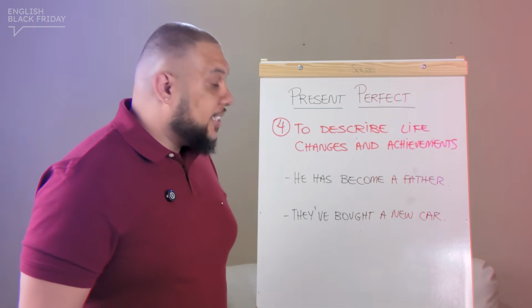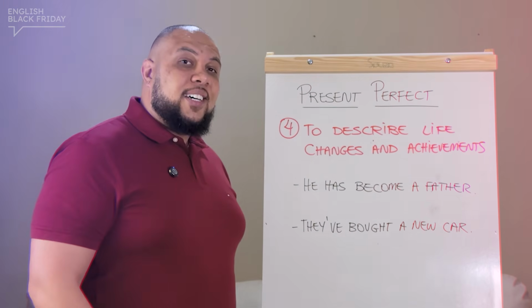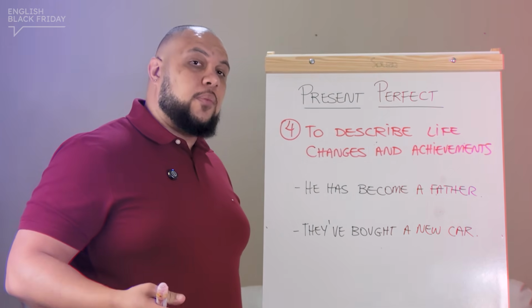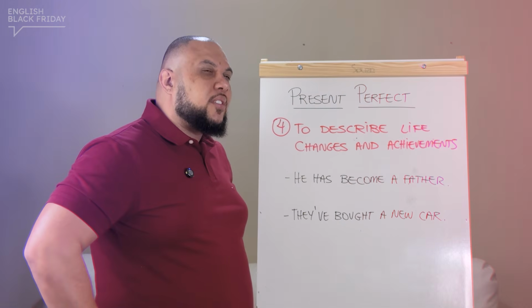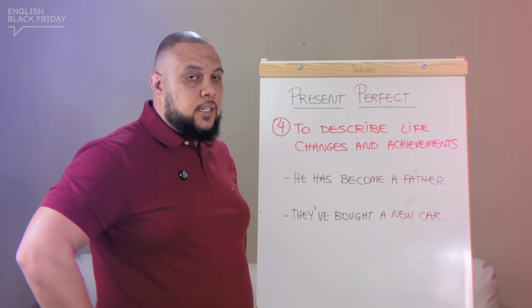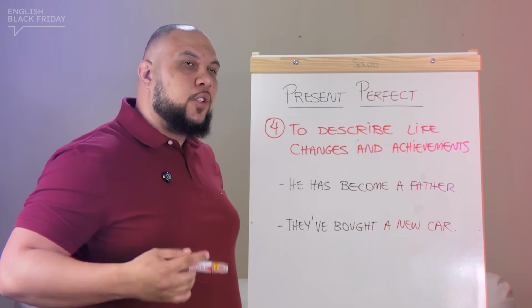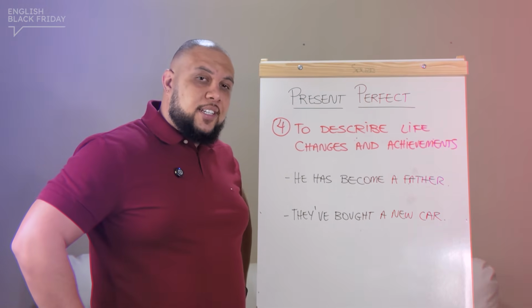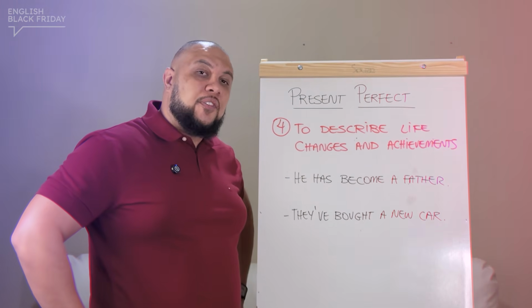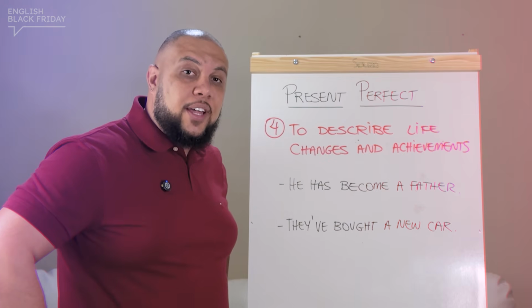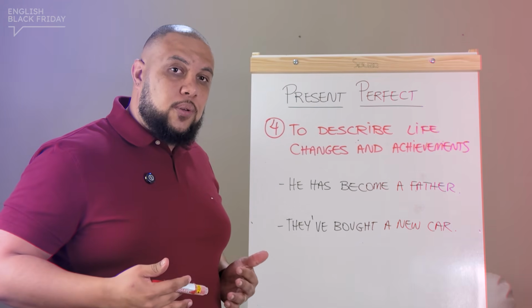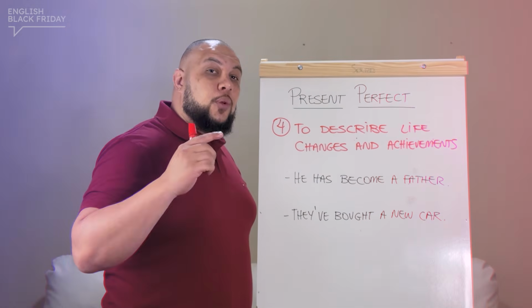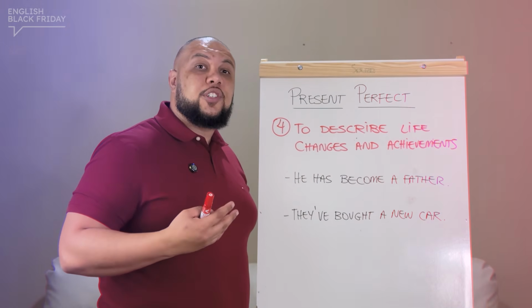So let's go. Number 4, we use the present perfect to describe life changes and achievements. So think about this. Well, something new has happened and my life has changed. So I'm going to use the present perfect for that. For example, my friend, he has become a father. He has become a father. That means that now he has a baby. He has become a father. So that describes a life change.